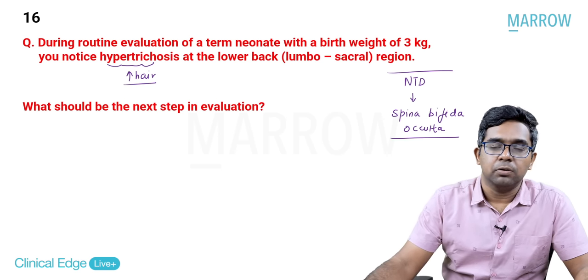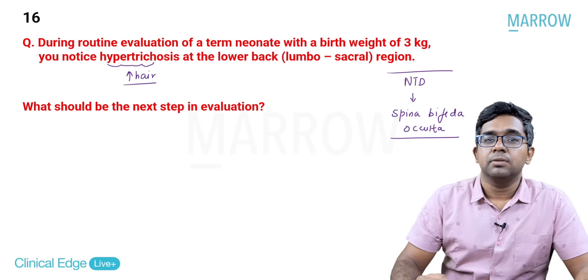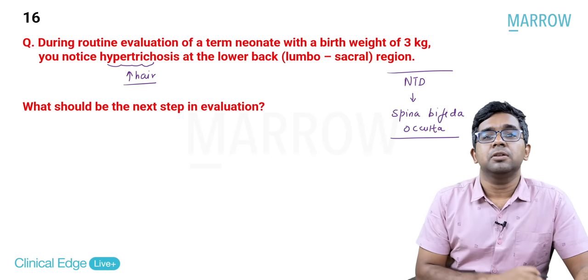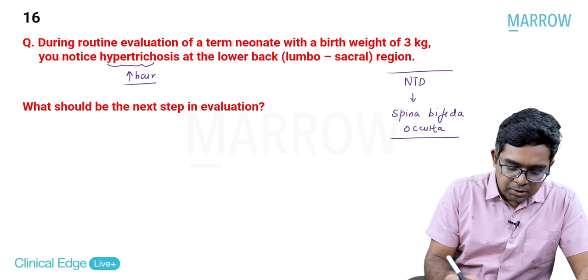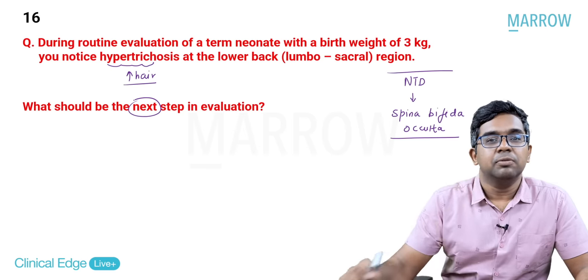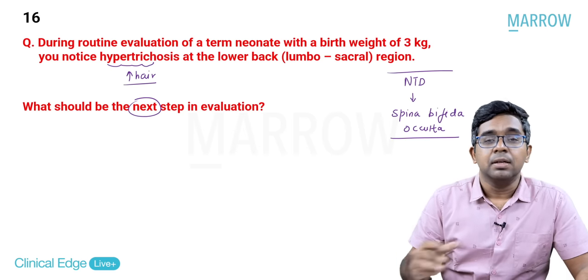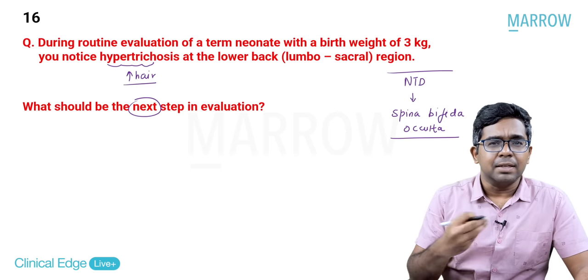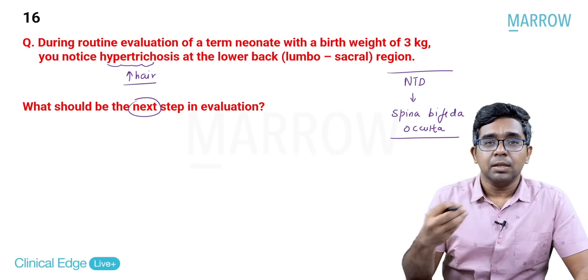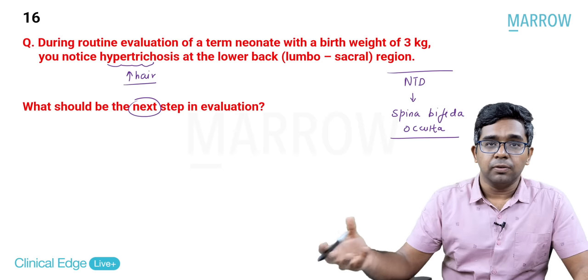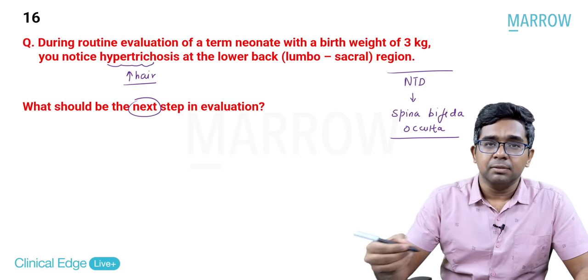Okay. Now, thinking about this possibility, the question is, what should be the next step in the evaluation of this particular baby? Okay, we have still not confirmed our diagnosis. We are only thinking about the possibility of spina bifida occulta. So the question is, next step. See, these types of words are where you have to be careful. There will be questions like next step, definitive step, all those things. Next step is just to think about the further possibility of spina bifida occulta with an investigation.